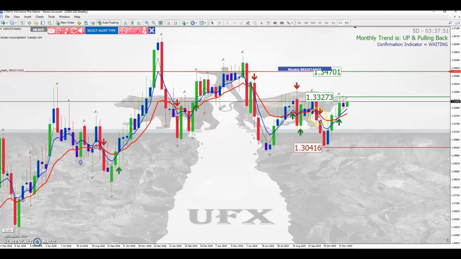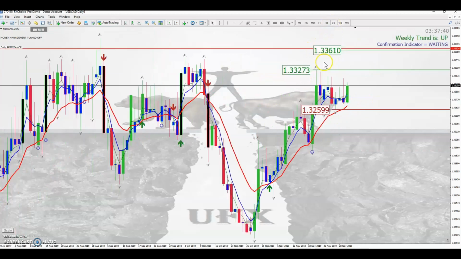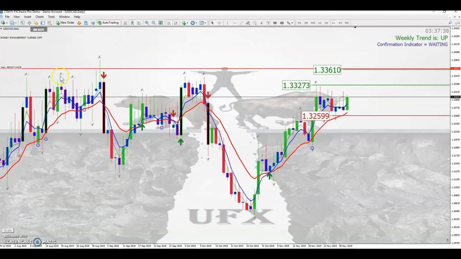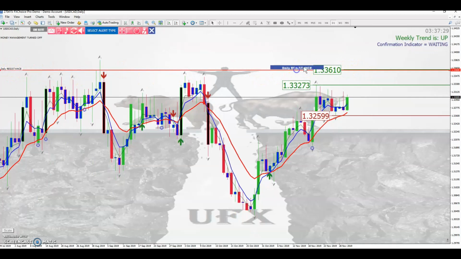Okay, so now we know we want to go long on the USD CAD, but we want an optimal entry. So let's go further down. We'll head to the daily. And on the daily, we've already got the daily resistance line marked here for the target.